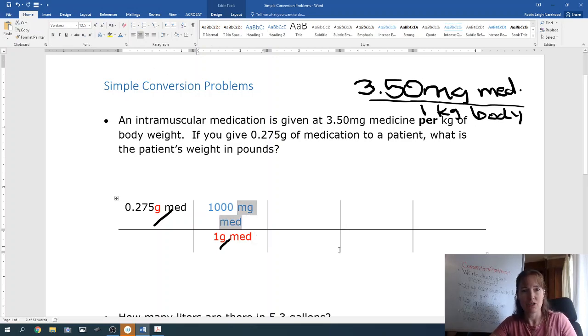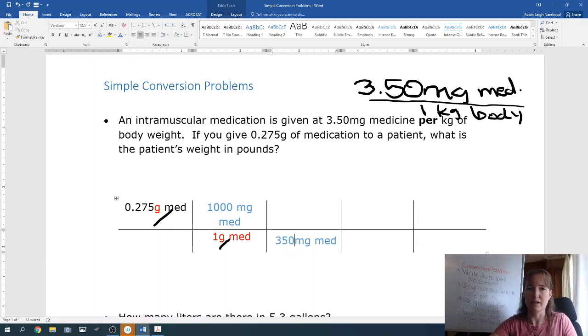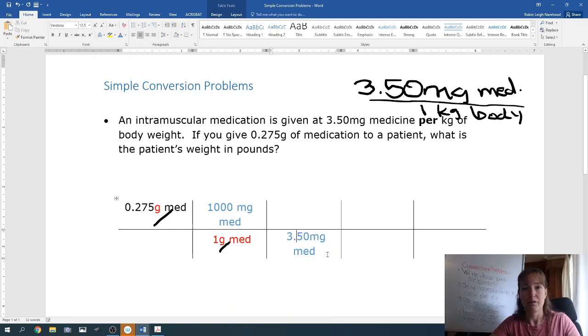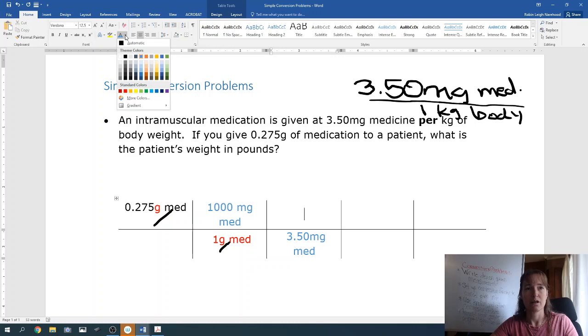This is the next unit that I want to cancel because it's not the unit that I want. And this unit matches the unit that's in this given conversion factor. If you're given a conversion factor, you're going to be using it as one of your conversion steps in the problem. So I'm going to put the 3.5 milligrams of medication, that's this portion of the conversion factor, on the bottom so milligrams cancels. And then on top, I'm going to put the other part of the conversion factor, and that will be kilograms of body weight.